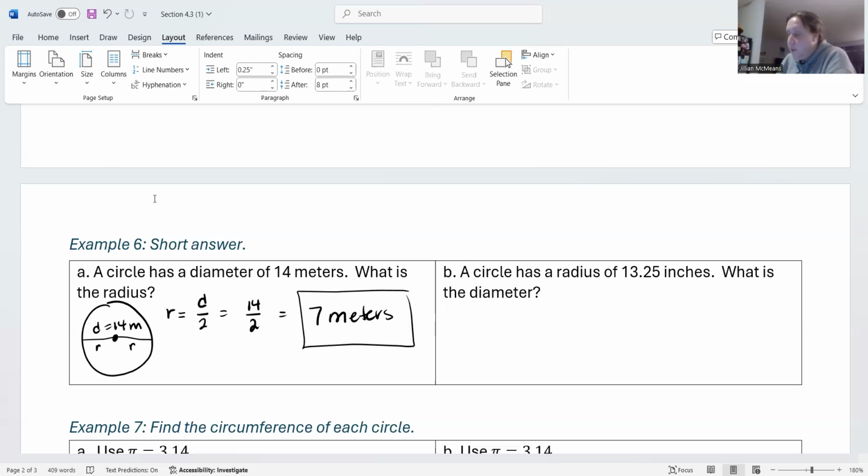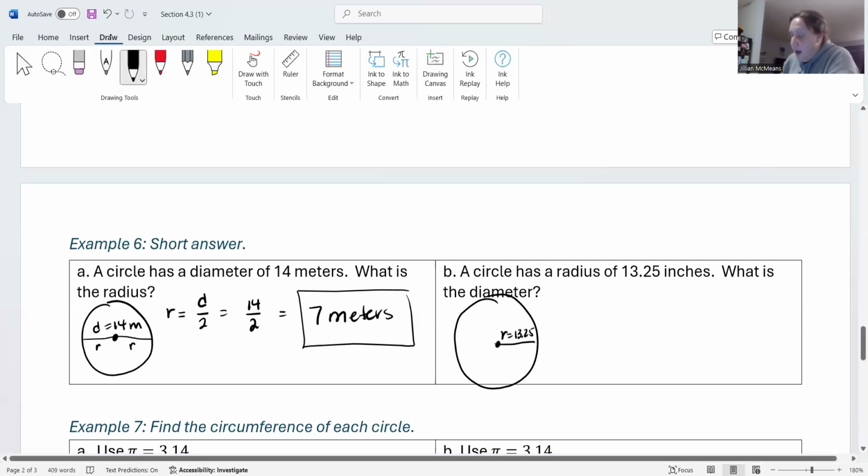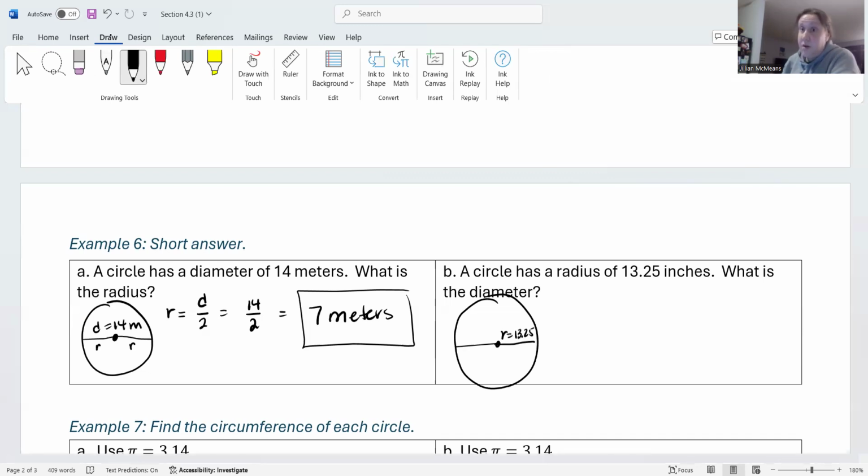Okay? Now for part B, it says a circle has a radius of 13.25 inches. What is the diameter? So we draw a circle. We have the radius is 13.25, but we know that the distance across the circle through its center is made up of basically two sections called the radius. So if I wanted the diameter, I would take 2 times the radius. So I can take 2 times 13.25. If we need to do a little work over here, that is fine. 13.25 might be easy enough for you all to do in your head, but we can do the work if we need to.